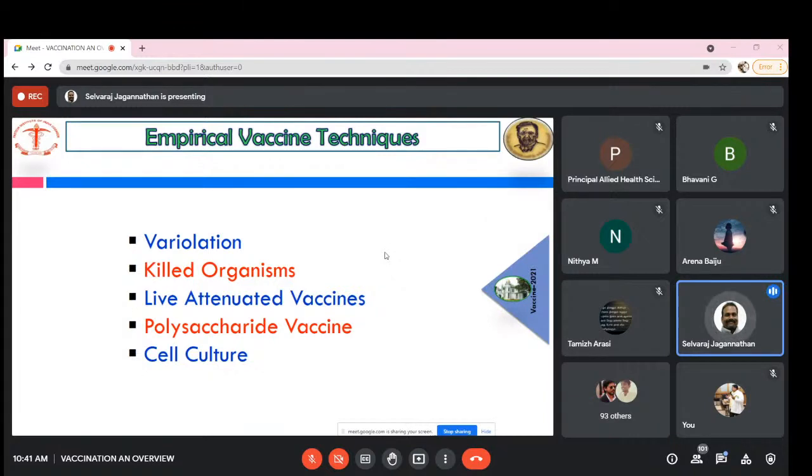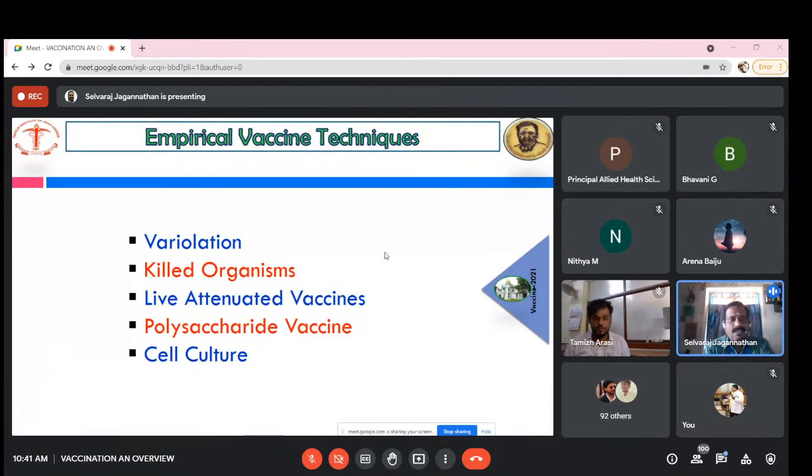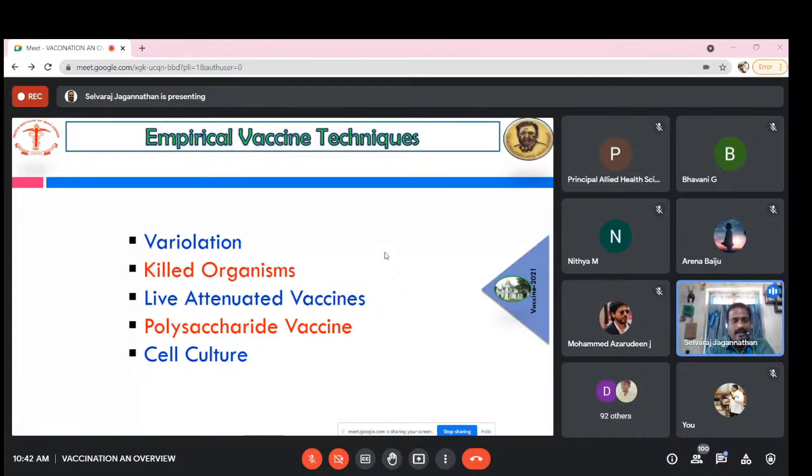One is the variolation-based vaccine, and another is the killed organism, the live attenuated vaccine, the polysaccharide vaccine, and the cell culture vaccine. The variolation-based vaccine is the smallpox vaccine, killed organism is polio and others, the LAVs are like OPV, and the cell culture-based vaccine is especially for viruses, say Japanese encephalitis, rabies, or measles. That kind of approach is the empirical-based technique.